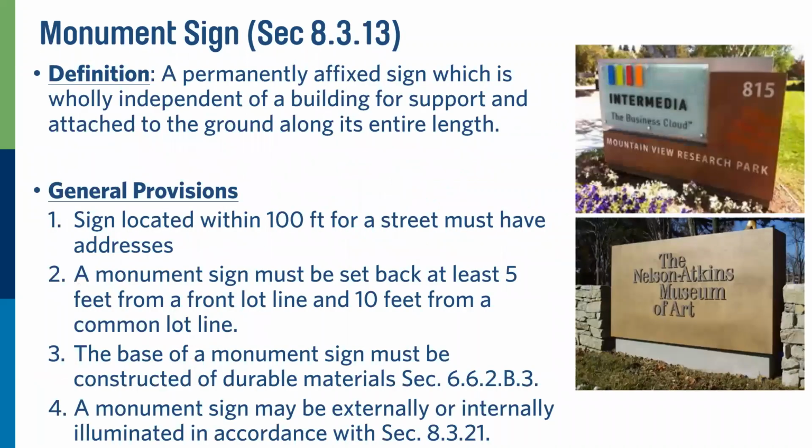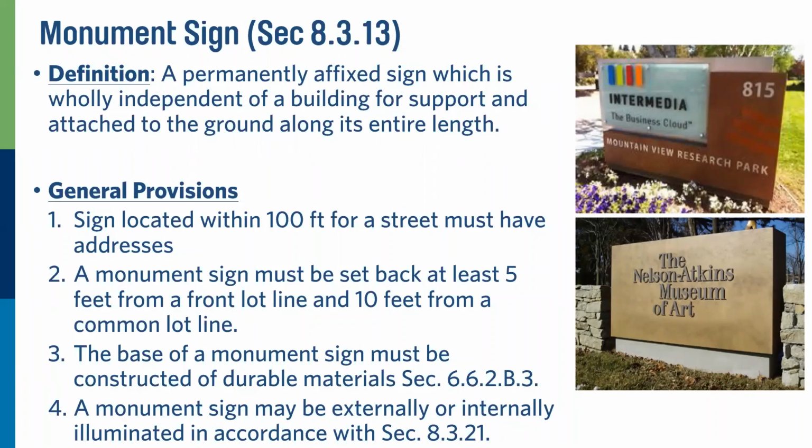Monument sign. So monument sign is basically a ground sign. So in simple terms, it's something that requires a foundation. It's sitting on the ground. It's independently supported. It must be located within 100 feet of a street, and it must have the address on it. It must be set back at least 5 feet from the front line and 10 feet from the common lot line. So this is basically what you see when you're driving down the street to identify it.